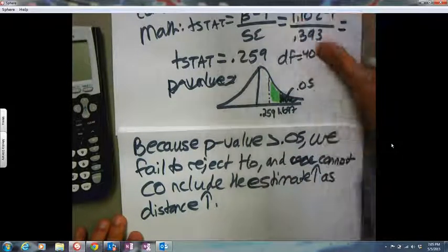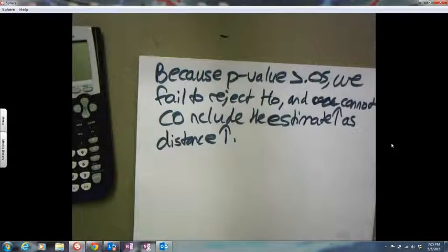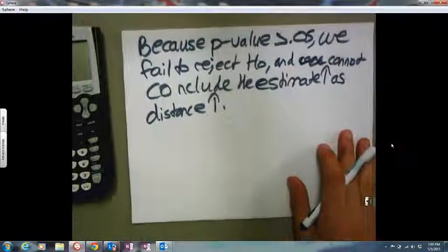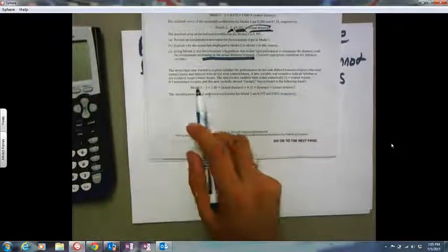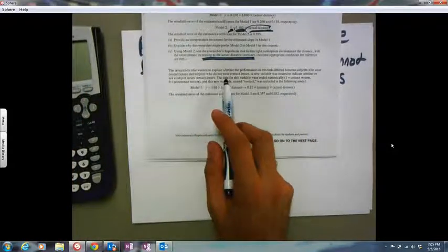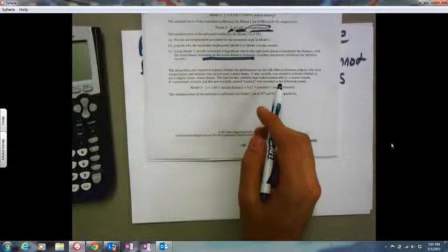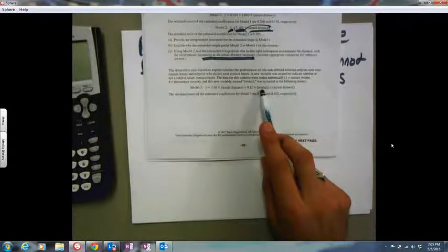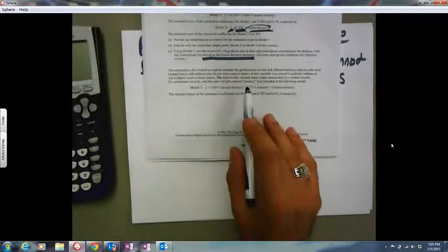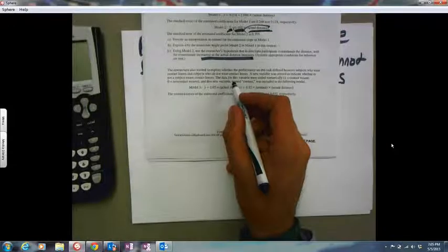Now we have, the researchers also wanted to explore whether the performance has differed between subjects who wear contact lenses and subjects who do not wear contact lenses. A new variable was created to indicate whether or not a subject wears contact lenses. The data for this variable were coded numerically. If this is 1, I wear contacts. If it is 0, I do not wear contacts. So here's the new model now. If this is 0, this goes away. If this is 1, then it's just 0.12 times the distance.